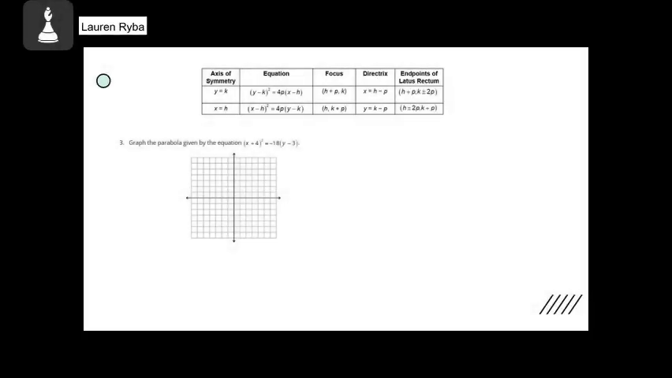We have x plus 4 quantity squared equals negative 18 times the quantity y minus 3. So now we're working with the second option here. So the first thing you can do is pull out my vertex. The x coordinate, it says x plus 4, is going to be negative 4. The y says minus 3, is going to come out as positive 3.